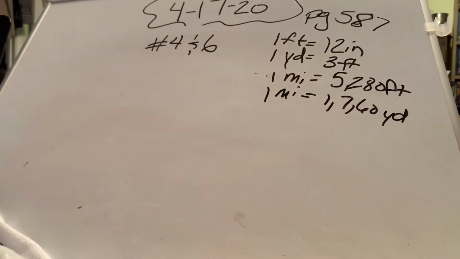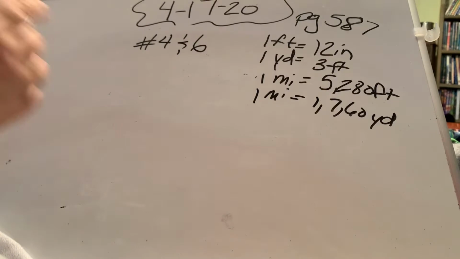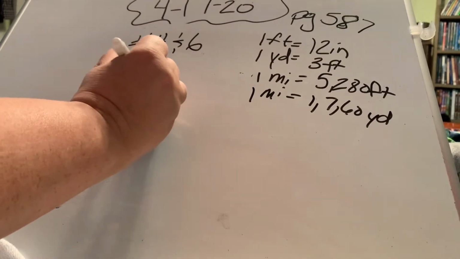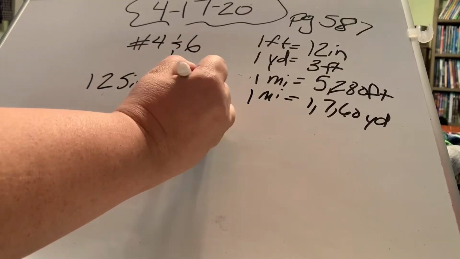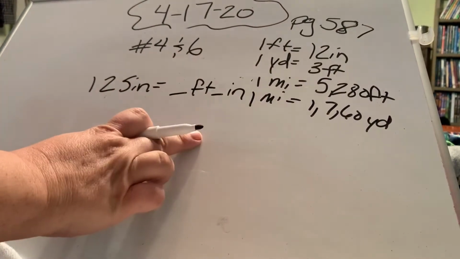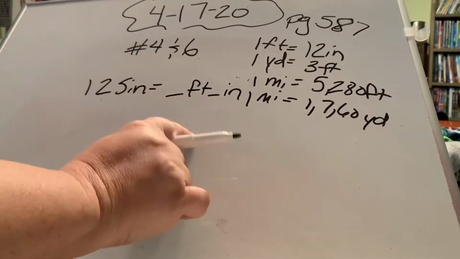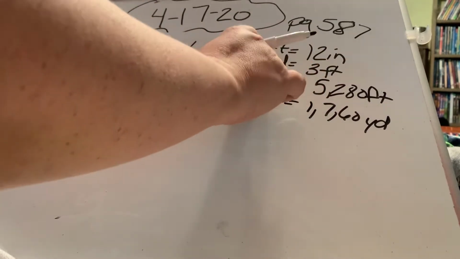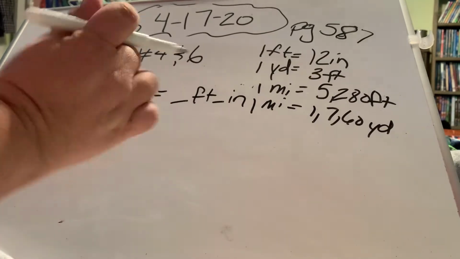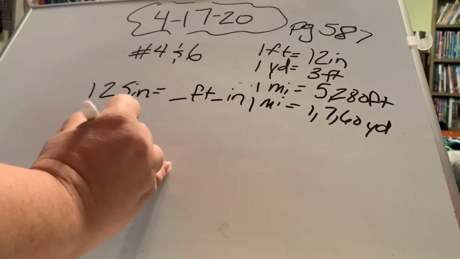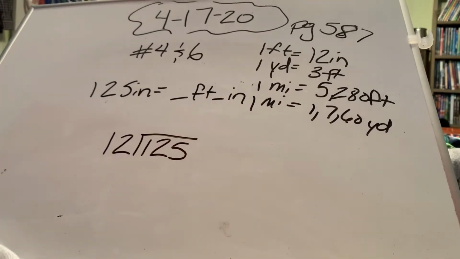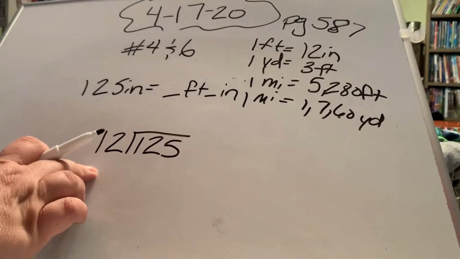Okay, so hopefully you stopped and figured it out. Number 4 says we are going from 125 inches to feet and inches. So you want to go from inches to feet. Again, there are a lot more inches than there are feet that take up the same amount of space, so we're going to divide. We have 12 inches in a foot, so we're going to divide 125 inches by 12.